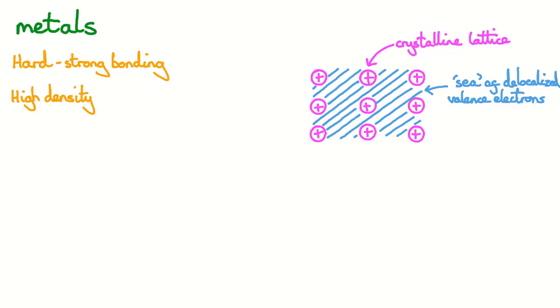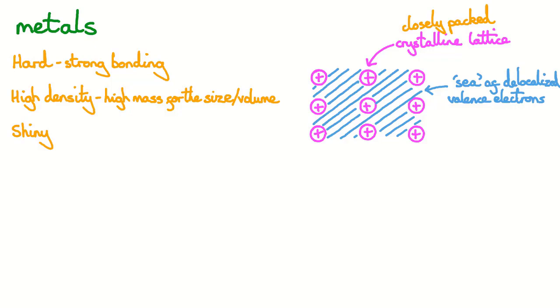Metals also exhibit a high density. Having a high density means that a substance has a high mass for the size or volume that it is. Metals have a high density because they have a large number of atoms packed very closely into a small space.